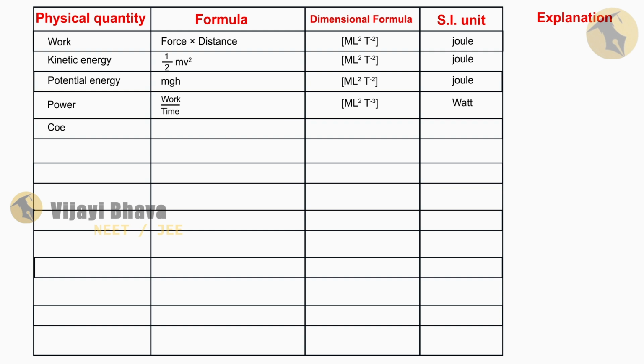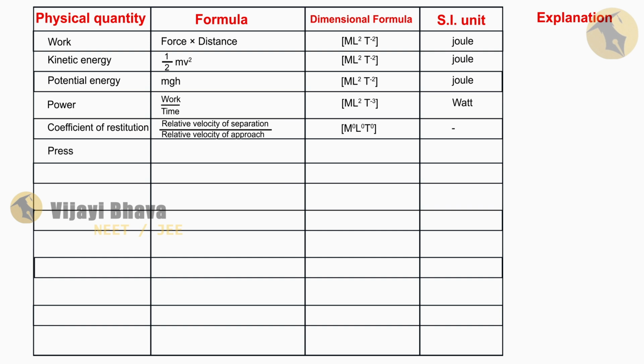The next one, coefficient of restitution. From its formula we have coefficient of restitution as the ratio of relative velocity of separation to the relative velocity of approach. This is the ratio of two similar physical quantities. This does not have units at all. Thus we can represent the dimensional formula of coefficient of restitution as M0 L0 T0.